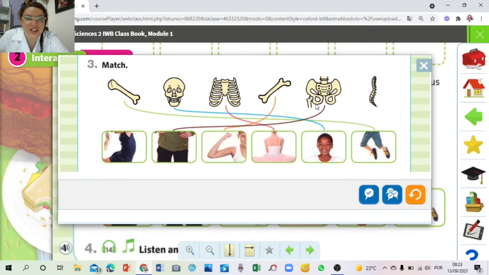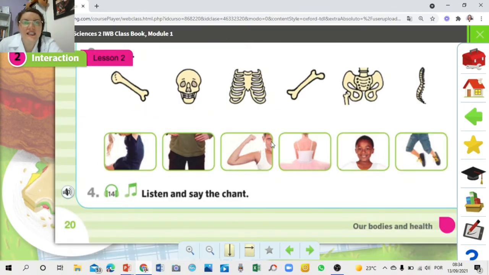And this, look, this is the, oh my God, hip, yes, hip, okay, quadril, and the last, spine, where is the spine? Yes, perfect. In exercise number four, look, listen and say the chant.